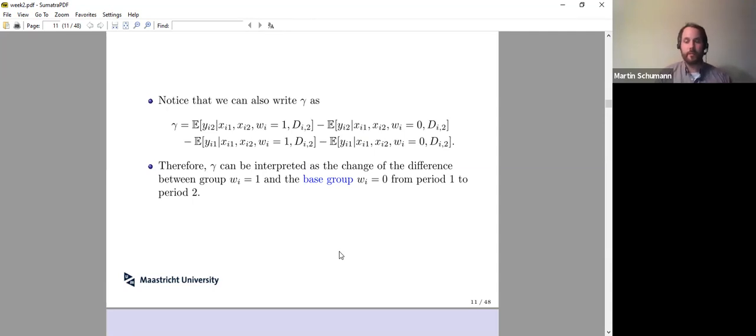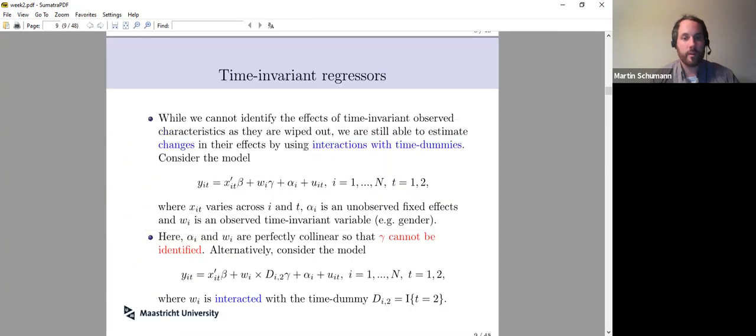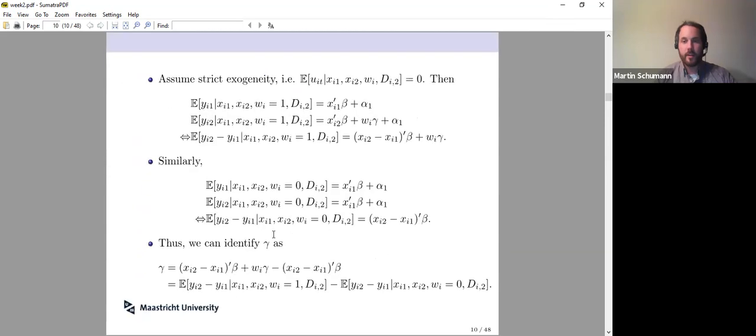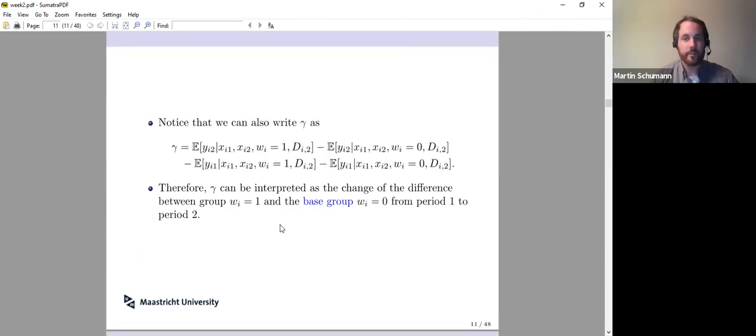So we cannot, for instance, identify the gender pay gap, which would refer to this here. This would be the effect, for instance, of gender, if this is wages. This would be our idea of the gender pay gap, and that we cannot identify because gender is time constant. However, we can still identify changes in the gender pay gap if we interact this dummy variable with time dummies. That is what I wanted to show you here. So not all is lost.